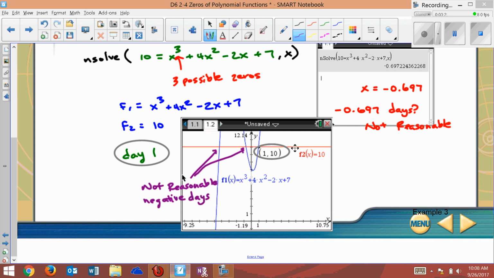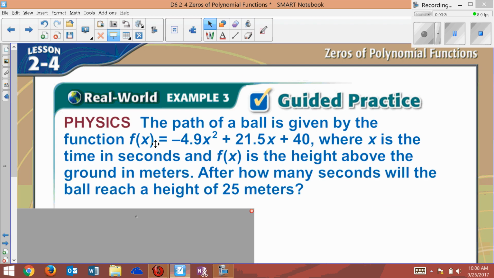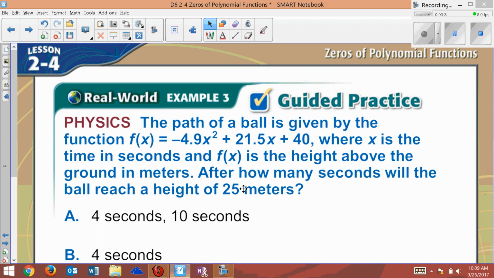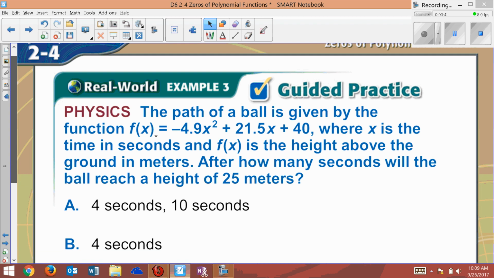So all I did is use my calculator to help me out. Again, if you wanted to, you could have subtracted the 10 and typed it in, and you would still get the same graph. It just would have been where it crosses the 0, because you would have had this equal to 0. So here's one for you to try. I'll let you type this in, put a 25 on this side, and on Desmos, just see where they cross.